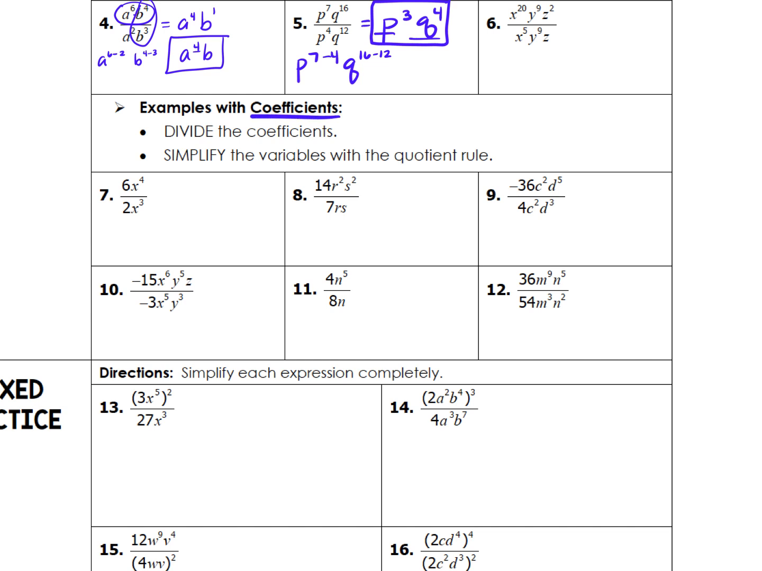So when you have a coefficient, what's a coefficient? What's a coefficient?